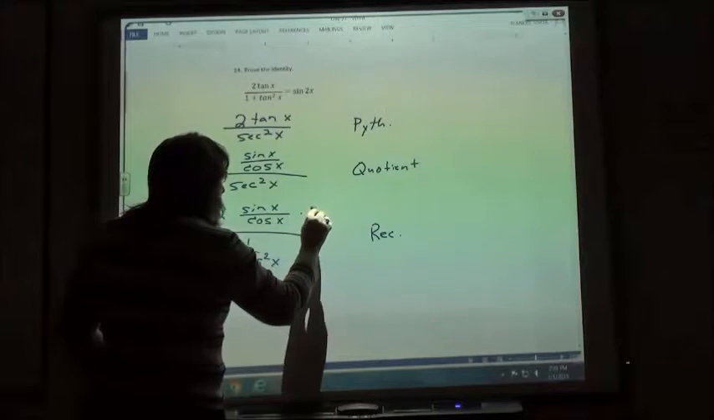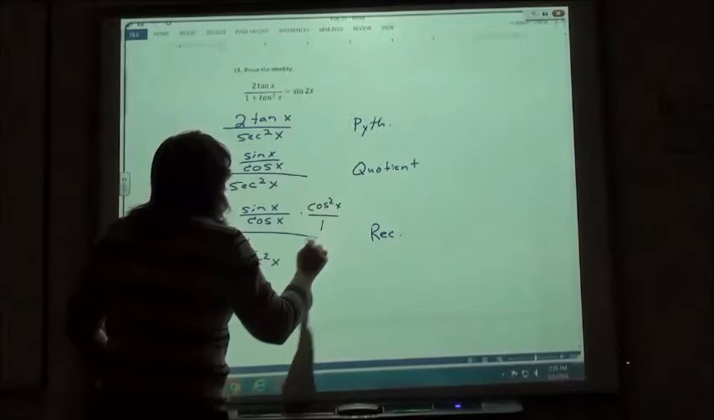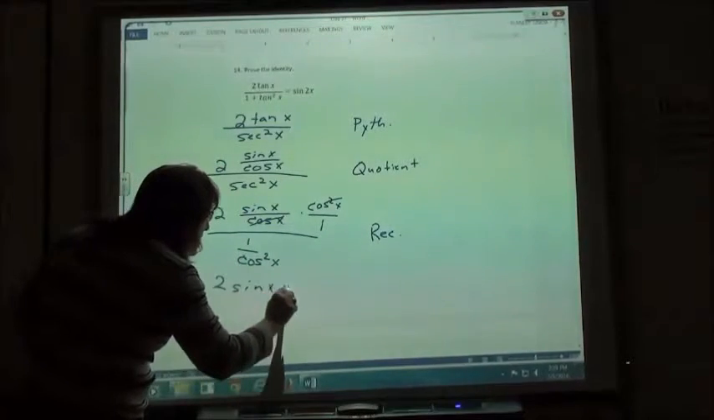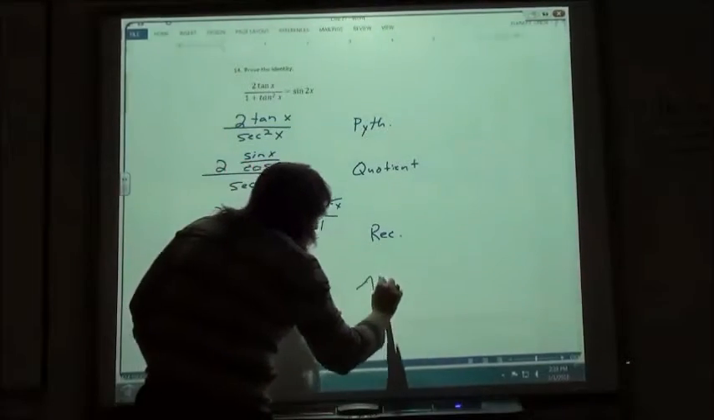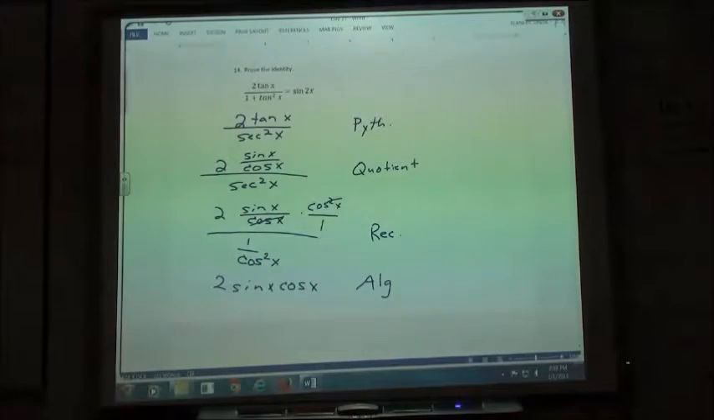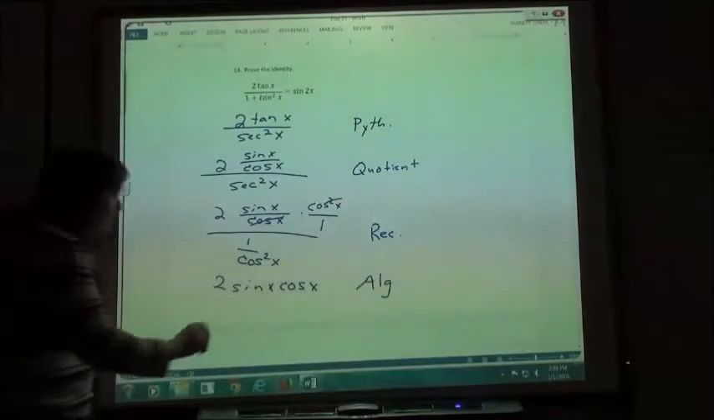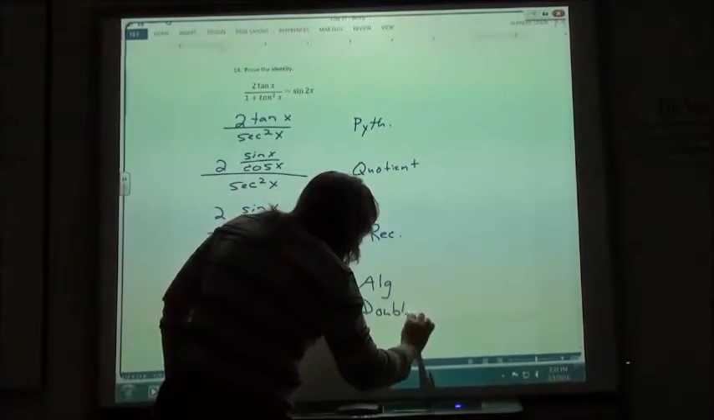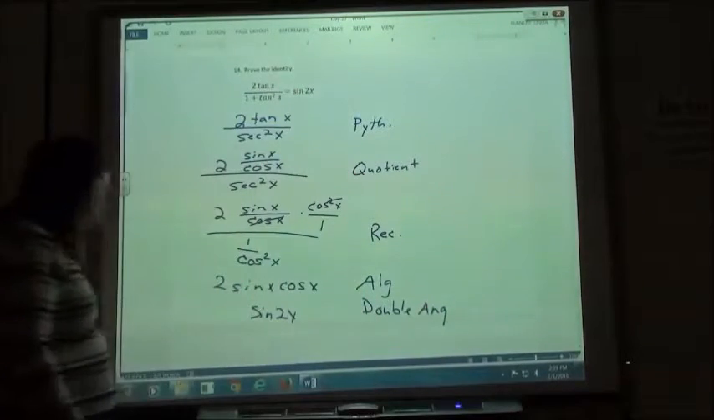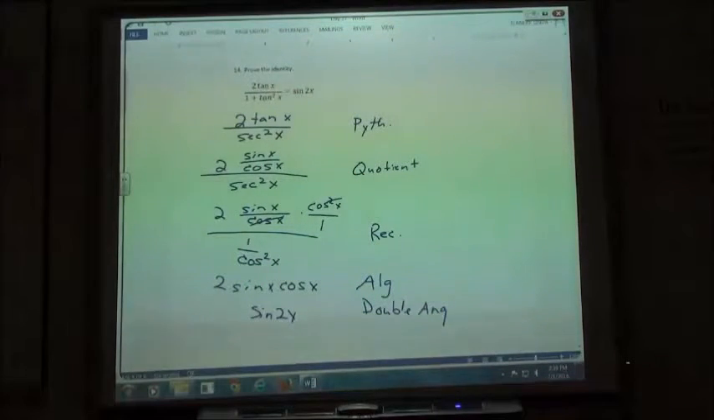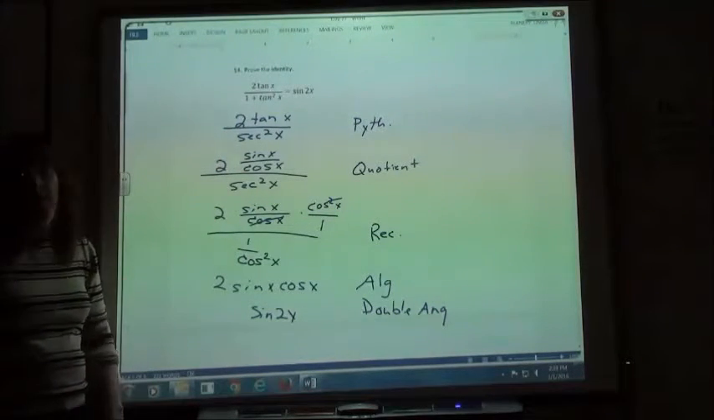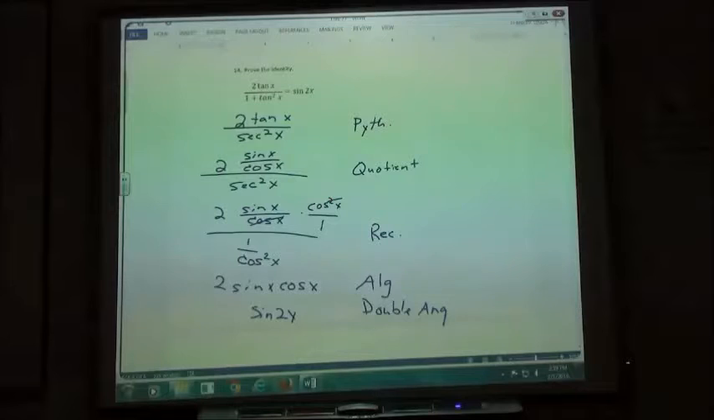So if I take this times cosine squared of x over 1, I can cancel, and I'm going to get 2 sine of x cosine of x. Just doing plain old algebra. And then you can see that we've come up with the sine of 2x, which is our double angle. And we've got them all done. And again, some of this at the beginning, I could have switched the order of how I did them. It's just a matter of what you see first and what you decide to substitute in for.